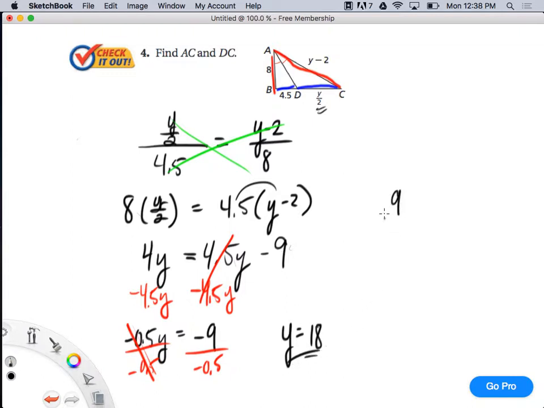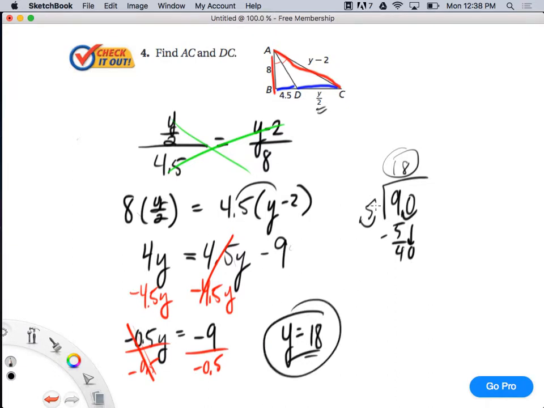And if you don't believe me, you could do 9 divided by 0.5, and you get, move the decimal place over once, 5 goes into 9 once, minus 5 is 4, bring down the 0, 5 goes into 40 8 times. So 90 divided by 0.5 is 18. So there you go. Y is equal to 18. But am I done? No, I have to plug it in. DC is 18 over 2, which is 9. And AC is 18 minus 2, which is 6.